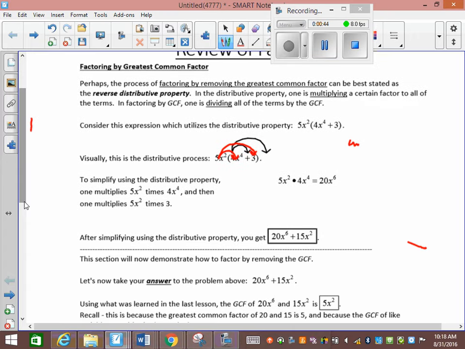So instead of distributing it in, what we're going to do is start out with this full term, and we're going to figure out what can we take out. So it's just the opposite of distributing.